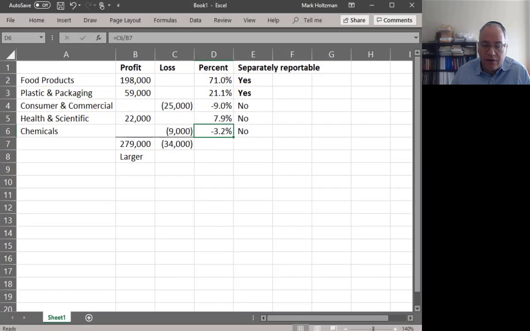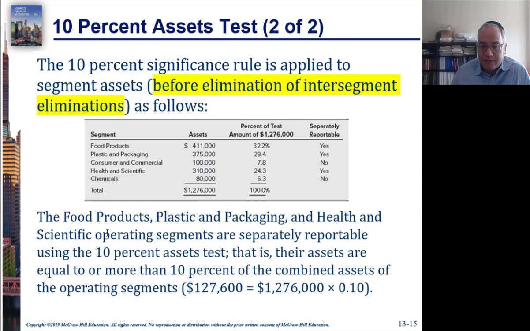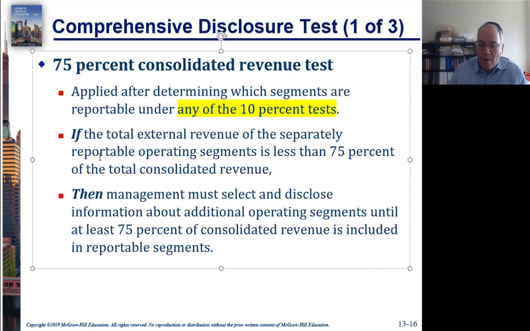No, they weren't in our calculation for profit, because each one is more than 10%. And then, so there's three tests of 10%. There's revenue, profits, which has this little twist in it where you have to add the profit and the losses separately and use the one which is larger. And then 10% of assets.